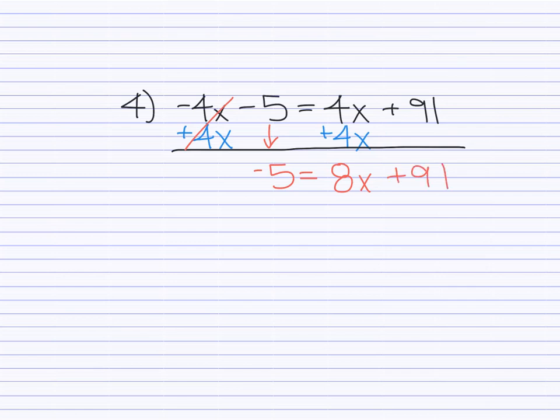All right, next step here, we're trying to get x by itself now, so here's my pretty little box around it, because that's the variable that we are solving for. Notice there's the plus 91 next to it. To get rid of that plus 91, because we're going to move across the equals, we're going to subtract 91 from both sides. So -5 minus 91 is -96.